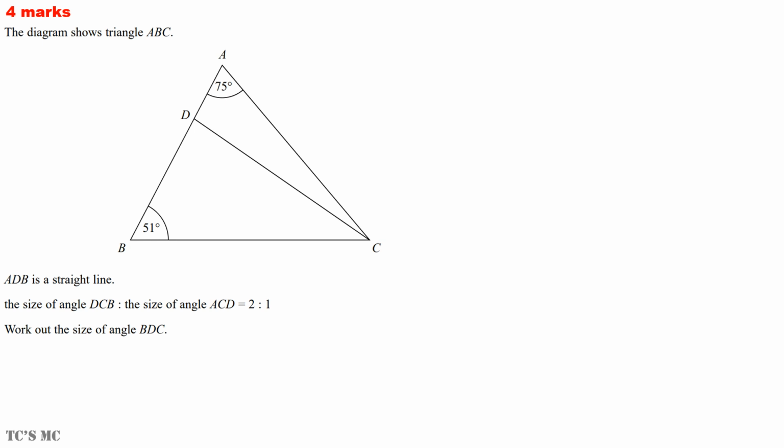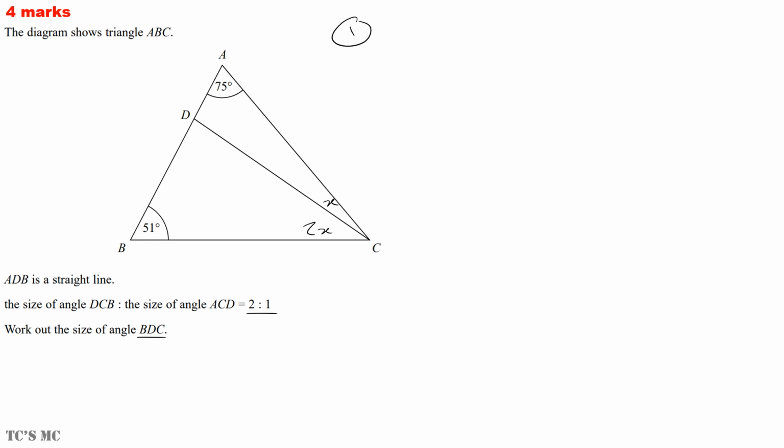The diagram shows triangle ABC. ADB is a straight line. The size of DCB to the size of ACD is 2 to 1. Work out the size of angle BDC. Using the ratio, ACD we can call x. That means DCB must be 2x.